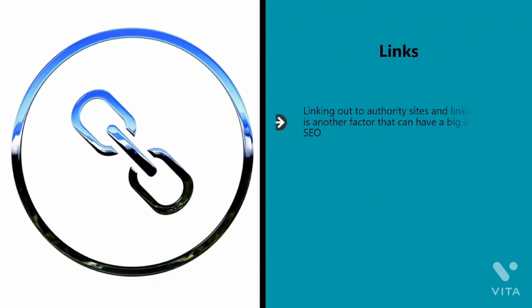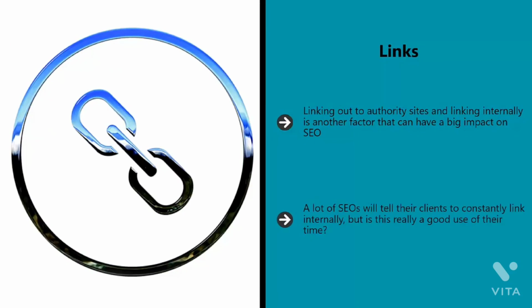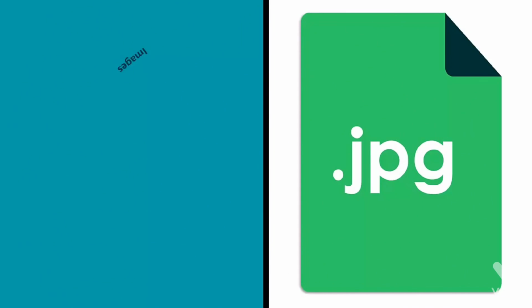Links. Linking out to authority sites and linking internally is another factor that can have a big impact on SEO. A lot of SEOs will tell their clients to constantly link internally, but is this really a good use of their time?